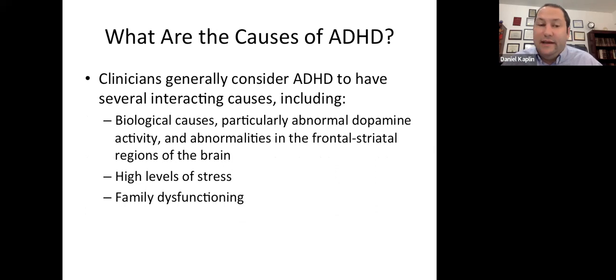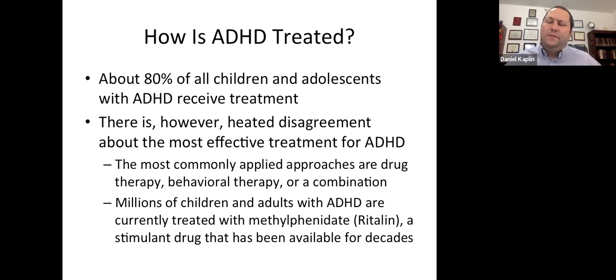We understand that there are biological factors. If we think about the frontal striatal cortex, that part of the brain, we have abnormal dopamine levels, right? So neurotransmission, chemicals like that. We also know that stress is a universal trigger to mental illness, and family dysfunctioning can contribute to ADHD. So that's ADHD, the 3 subtypes.